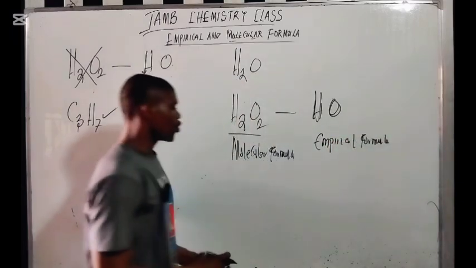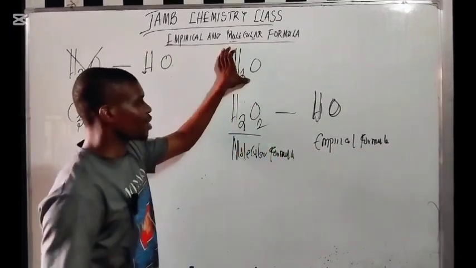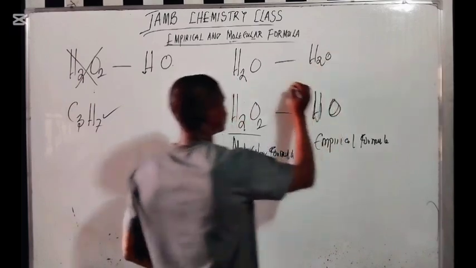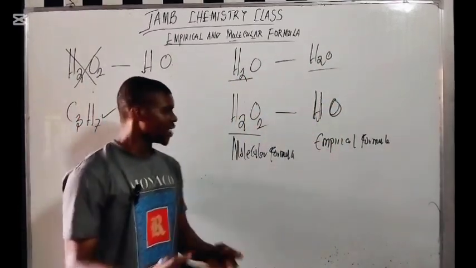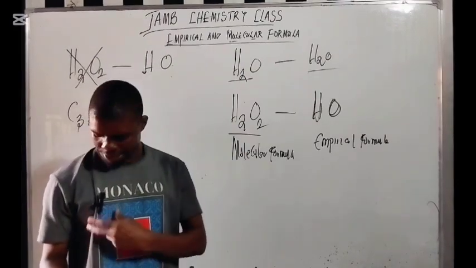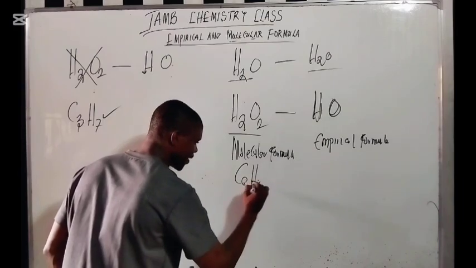Right there. So, molecular formula, empirical formula. This one you cannot split down. You also have this one here, H2O. Just for example, here we have benzene. If you look at benzene, it is C6H6. Right there.